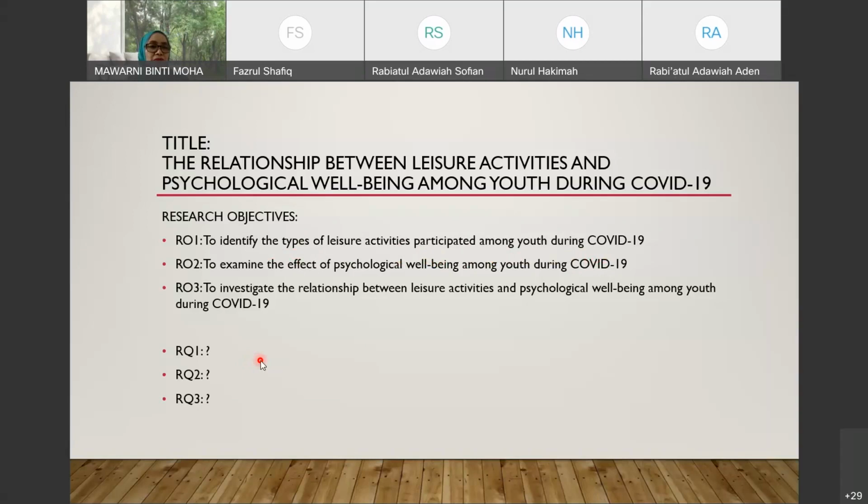About research question number 2. Anyone? Just add on what are the effects of psychological well-being among youth. Yes, just what, yeah? And number 3? Anyone? I think it's practically the same. Exactly, it's practically the same. So, yeah, you know it.